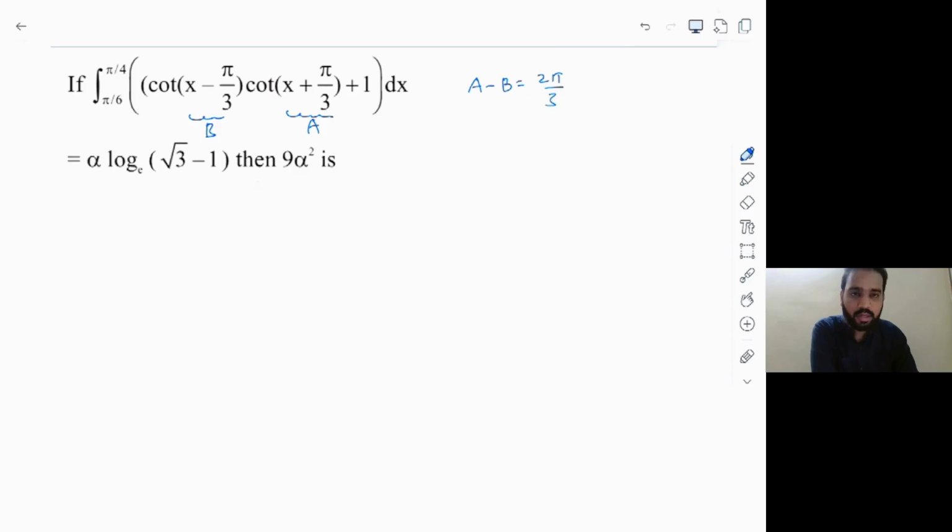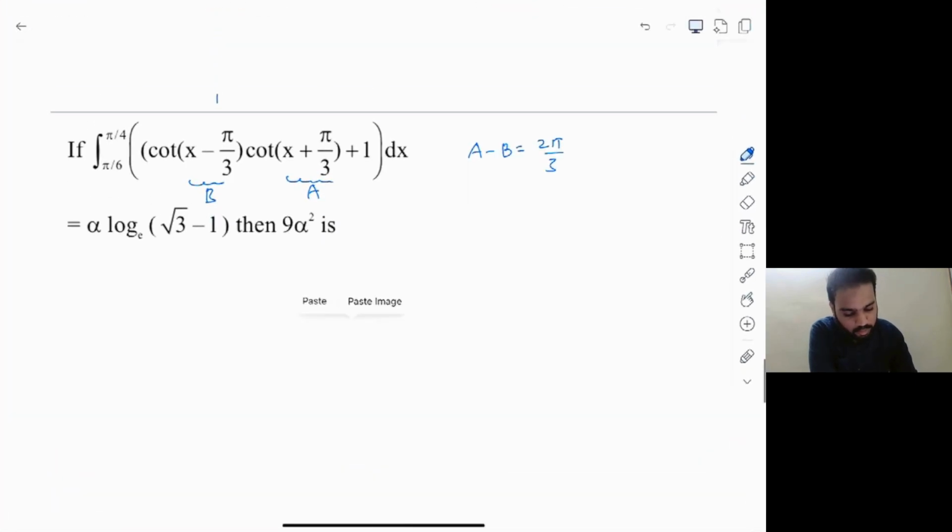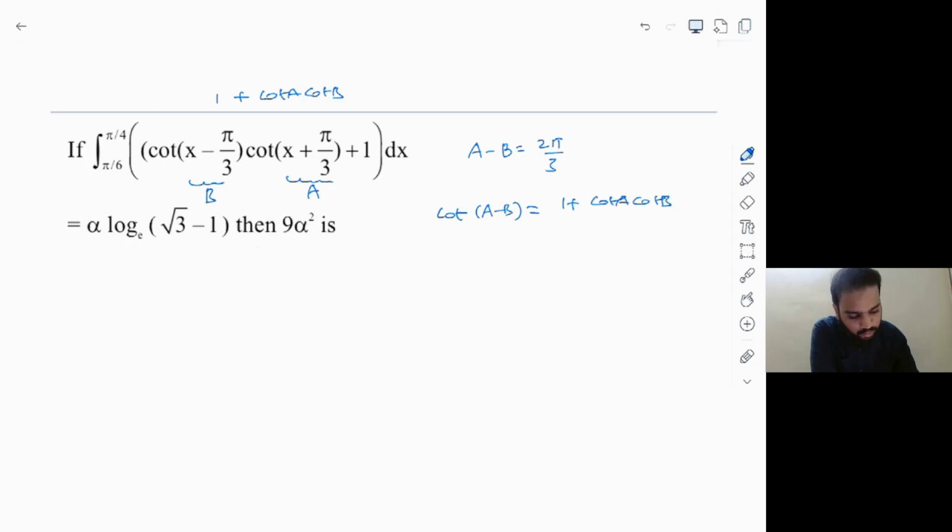Once you get this idea, immediately you have to switch to the idea of how to get the term 1 plus cot A cot B, because the required integration is involving a term like 1 plus cot A cot B. So where do you get this from? It's a part of the formula of cot of A minus B, right? So that is what I'm going to use. Cot of A minus B is equal to, so what's our formula for that? 1 plus cot A cot B divided by cot B minus cot A.